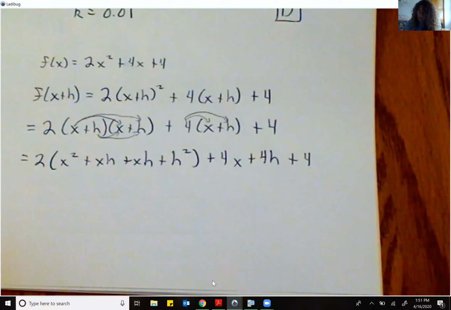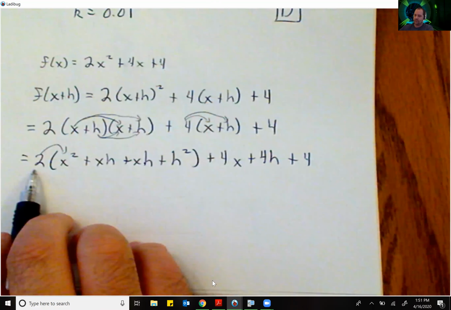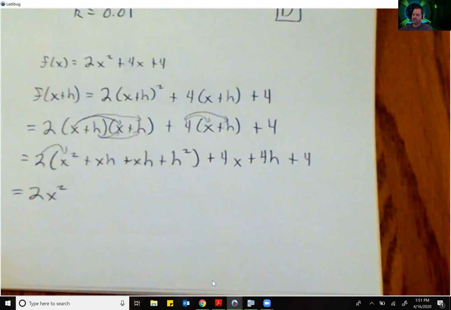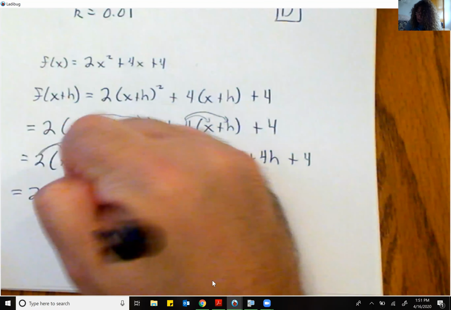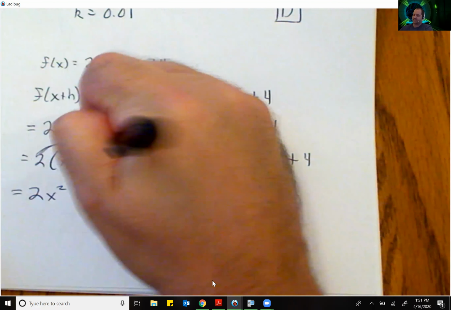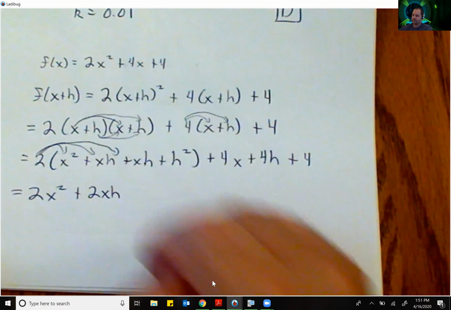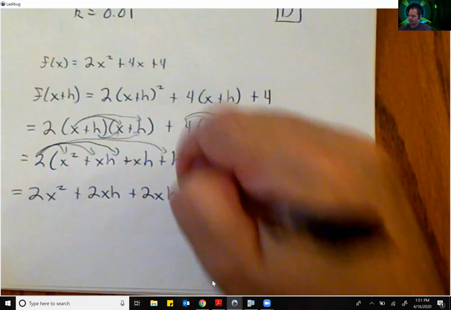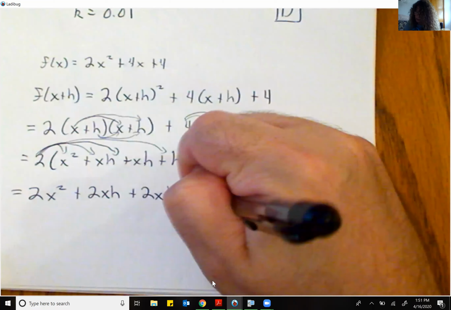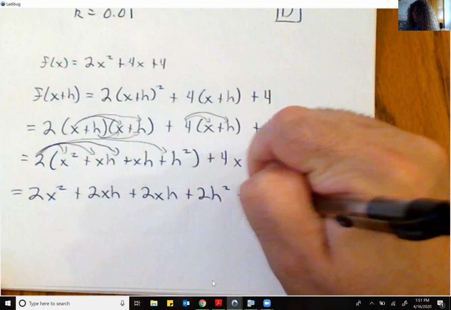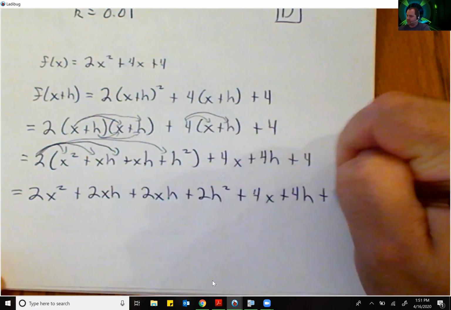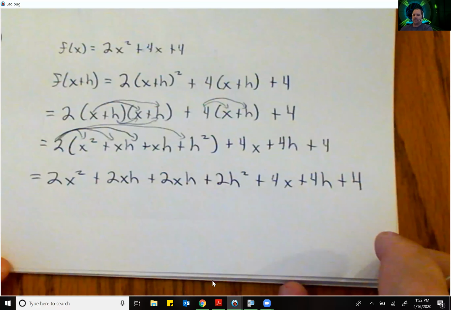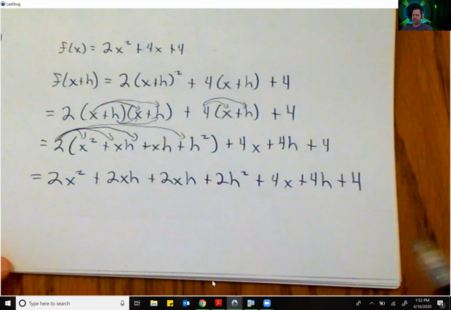Okay, sounds good. So 2 times X squared, 2X squared. 2 times XH, 2XH. 2 times XH, 2XH. And 2 times H squared, 2H squared. So after all the multiplying is done, that's what it looks like. All we need to do now is combine like terms.